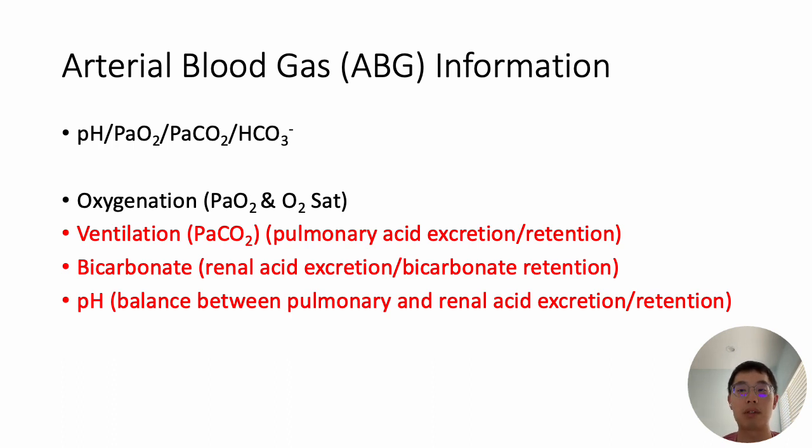Third, the bicarbonate levels in the blood help us to ascertain how well our kidneys are able to get rid of excess acid from our body and how well the kidneys are able to retain bicarbonate. The pH of the serum then serves to represent the balance between acid generation, acid excretion, bicarbonate retention, or excretion between the lungs and the kidneys.